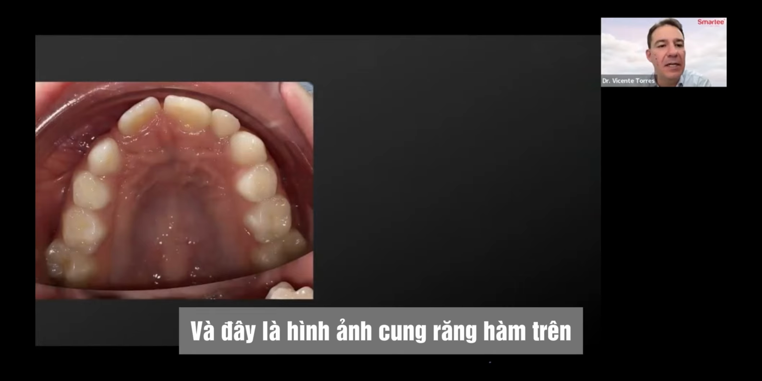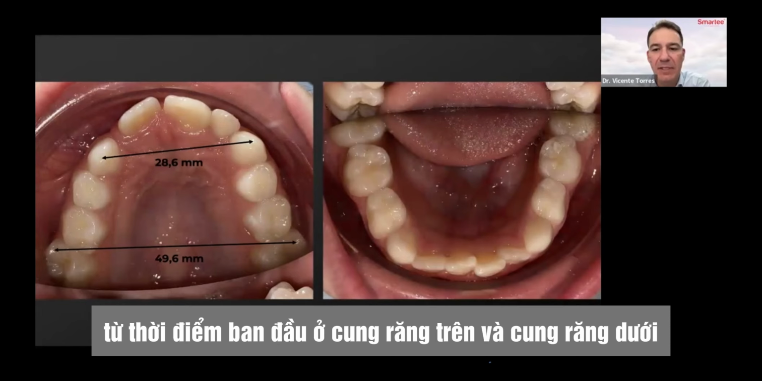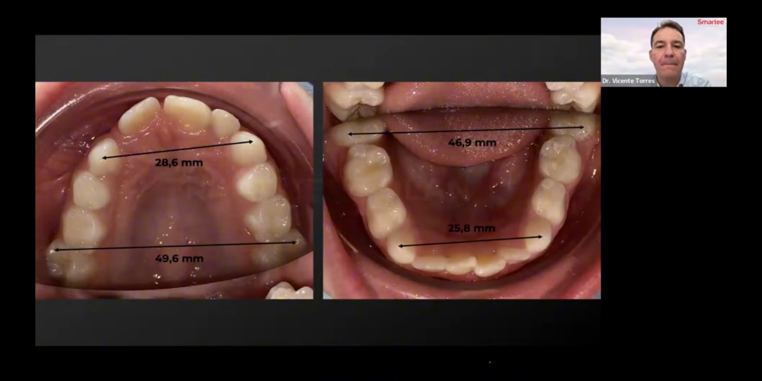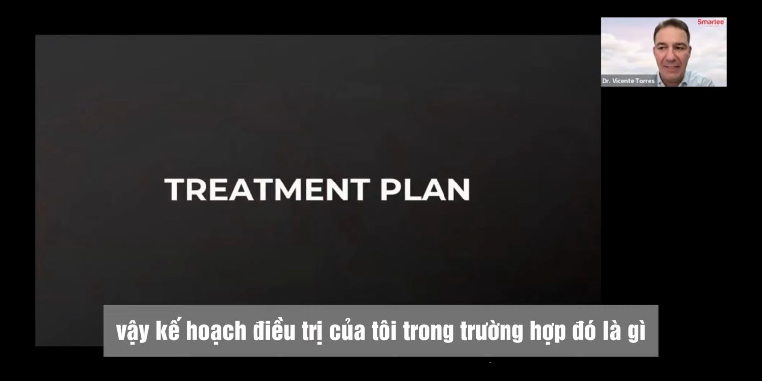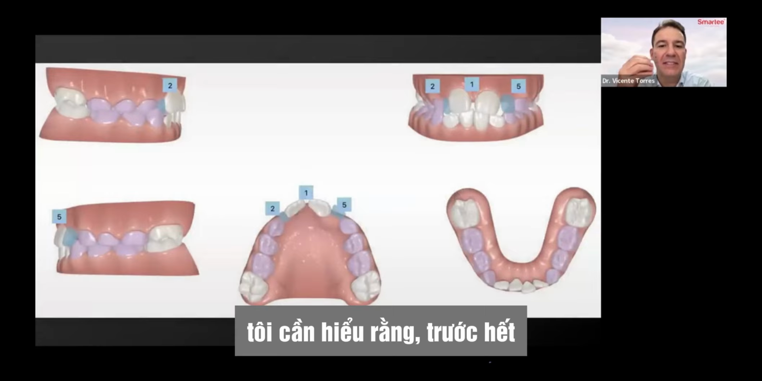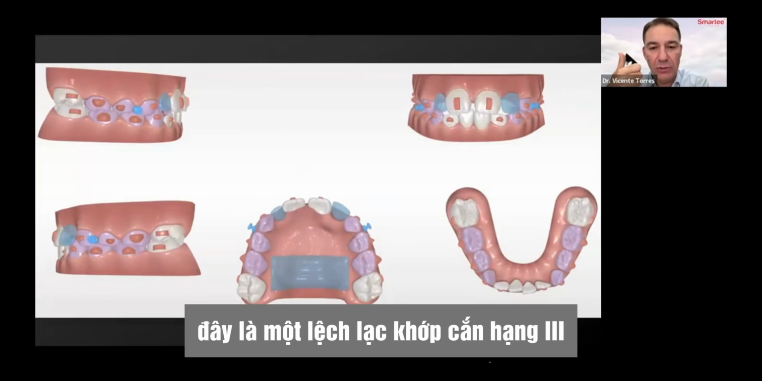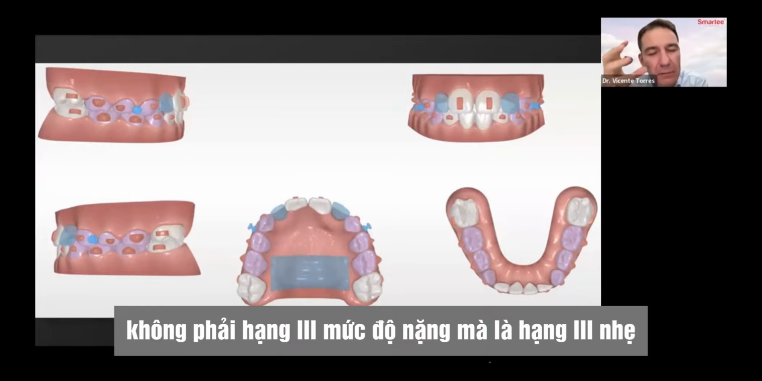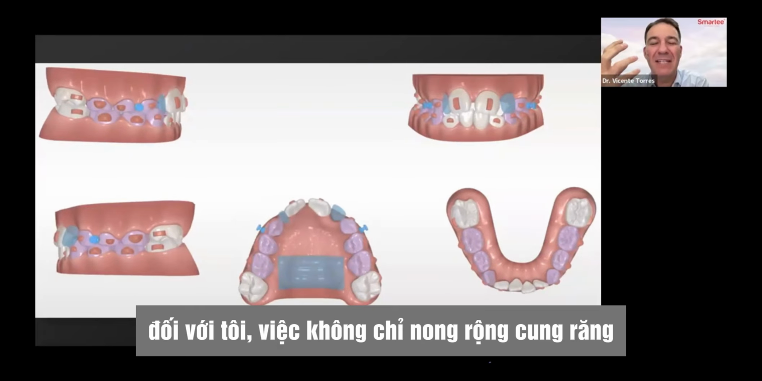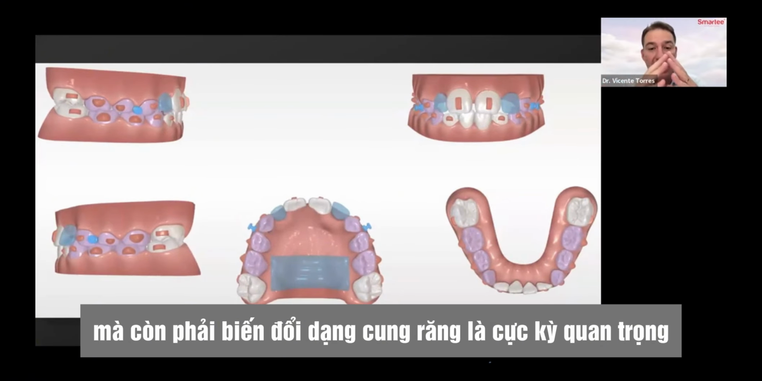And this is the upper arch. This is the width of the intercanine and intermolar from the beginning in the upper and in the lower arch. So what's my treatment plan in that case? My treatment plan in that case is important. I need to understand that we have a class 3 malocclusion, not a big class 3 malocclusion, but a small one. For me, it's very important to do not only the arch expansion, but also transform the arch form.